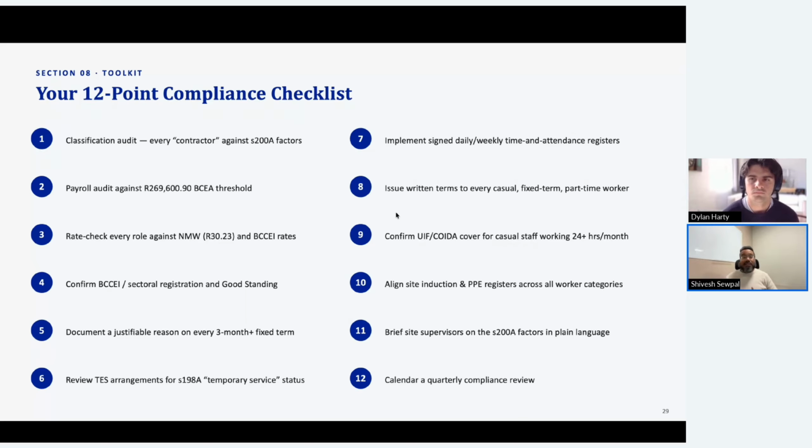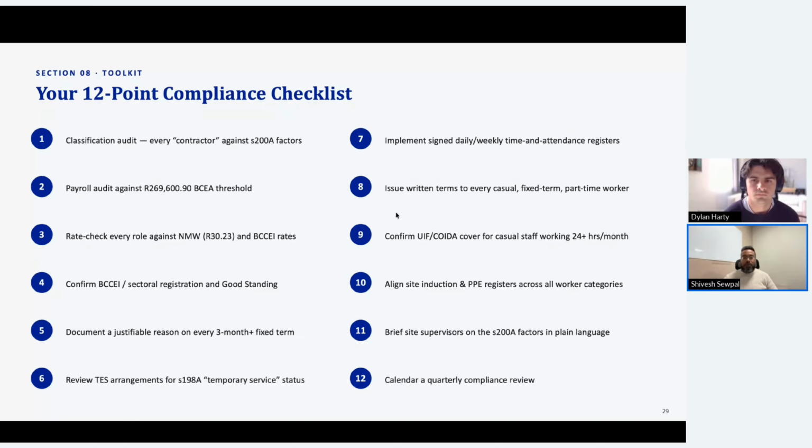Implement signed attendance registers. One of the simplest and most important controls for casual labor. Issue written terms to all non-permanent workers. Even if the engagement is short, document the hours, rate, duration, and reporting structure. Confirm UIF and COIDA coverage, especially where workers are crossing the 24 hours per month threshold.